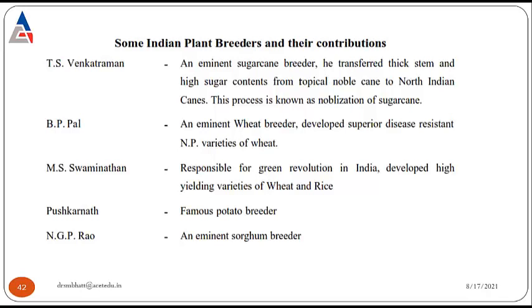B.B. Pal, another eminent wheat breeder, developed superior disease resistant varieties of wheat. And third is M.S. Swaminathan, responsible for the green revolution in India. He developed high yielding varieties of rice. Pushkarnath, famous potato breeder. You must not forget M.S. Swaminathan, the green revolution, as I discussed, he himself developed very high yielding varieties of rice. N.G.P. Rao, an eminent sorghum breeder. So these are the few names.